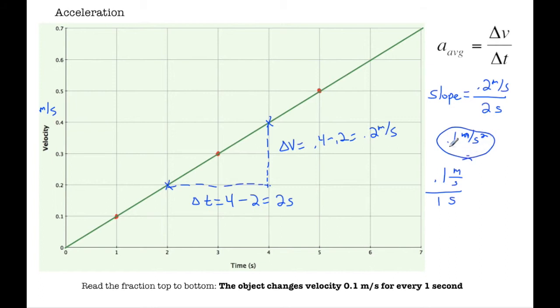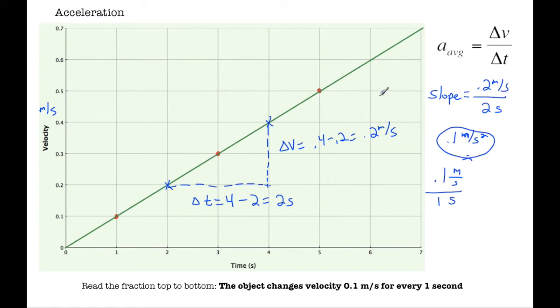We don't think of it as 0.1 meters for every square second. We think of it as 0.1 meters per second, one whole unit, for every 1 second. And it tells you how much the velocity changes every second. And we give the name acceleration to this quantity. So the definition of average acceleration is change in velocity over change in time. And it's seen by looking at the slope of a velocity versus time graph.